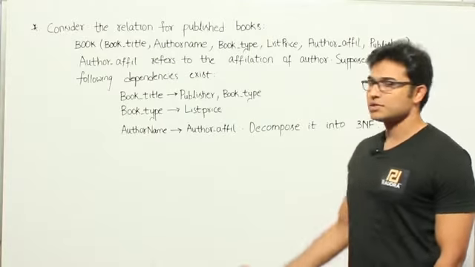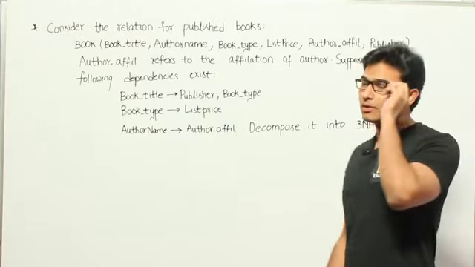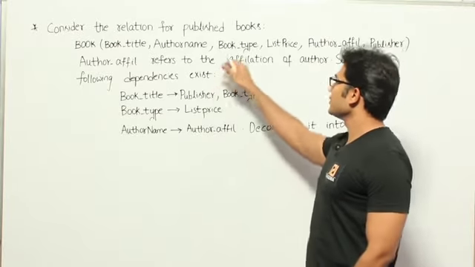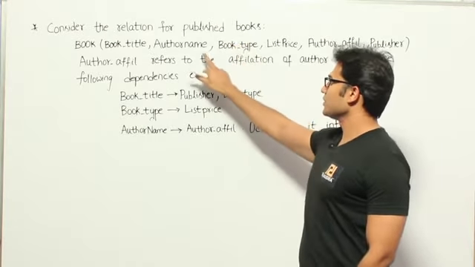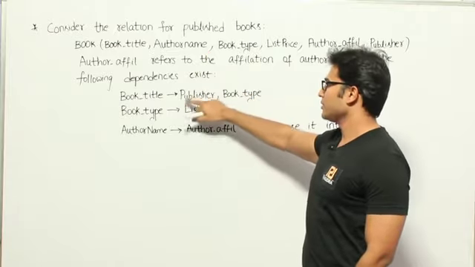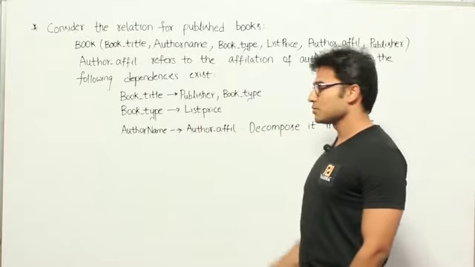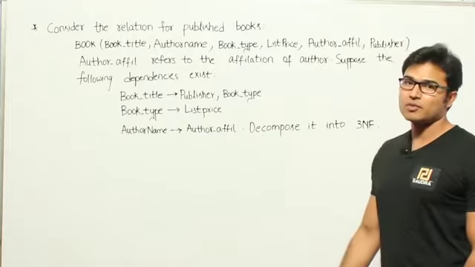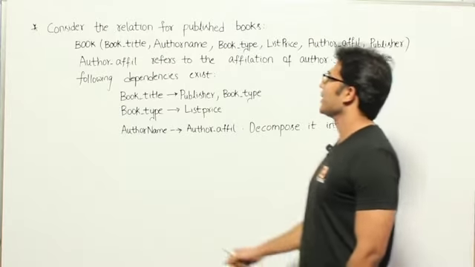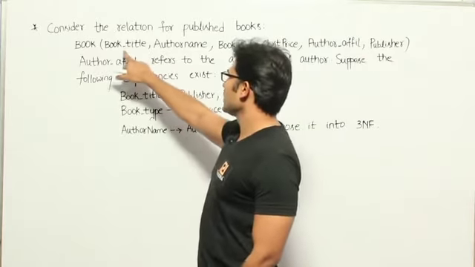See this question. This is taken from Navathe's book exercise. Consider the relation for the published books, which means they have given a table and then they have given the FDs. Now they are asking us to break it into third normal form. I'll just read out all the attributes of the book here.